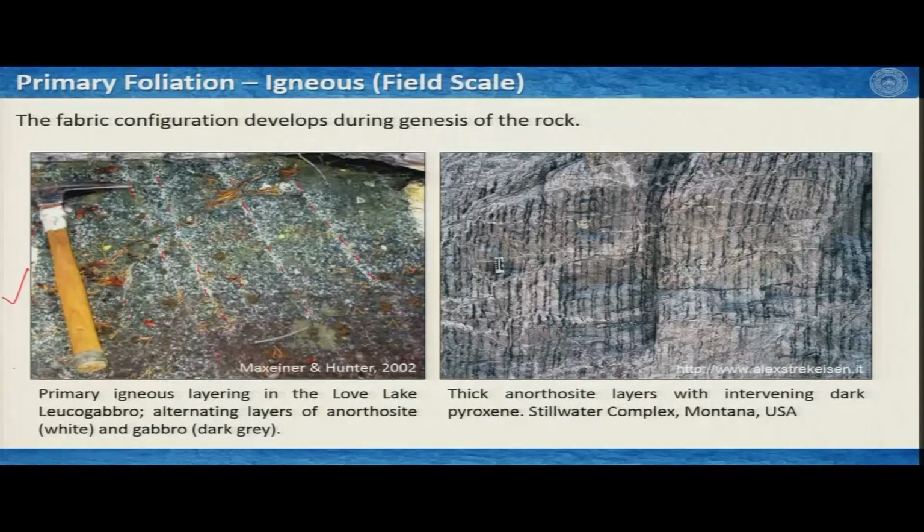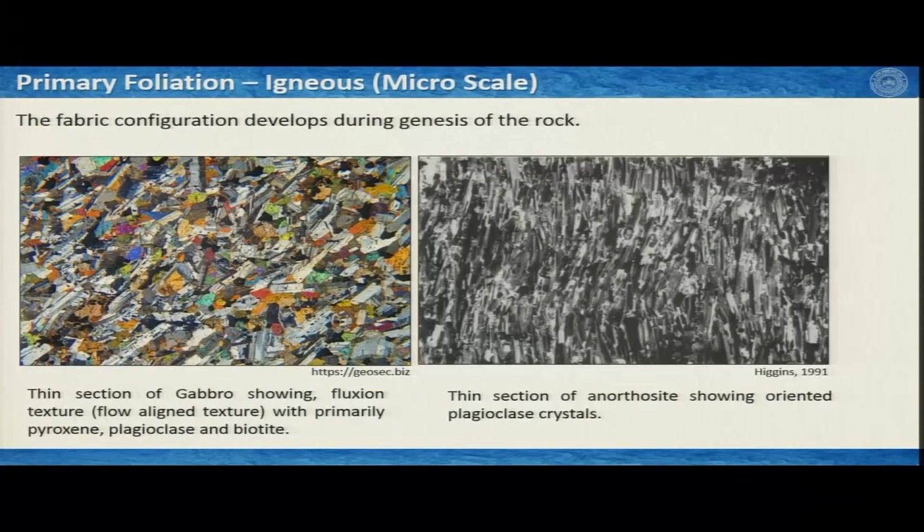The second image is also very interesting. This is a thick anorthosite layer with intervening dark pyroxenes. So, the host rock, the whitish rock, is anorthosite, and within this anorthosite you have thin alternating layers of pyroxenes. Now, how do they form? Let us have a look at their microstructures. This we have seen as the field photograph, and let us have a look at their microstructures.